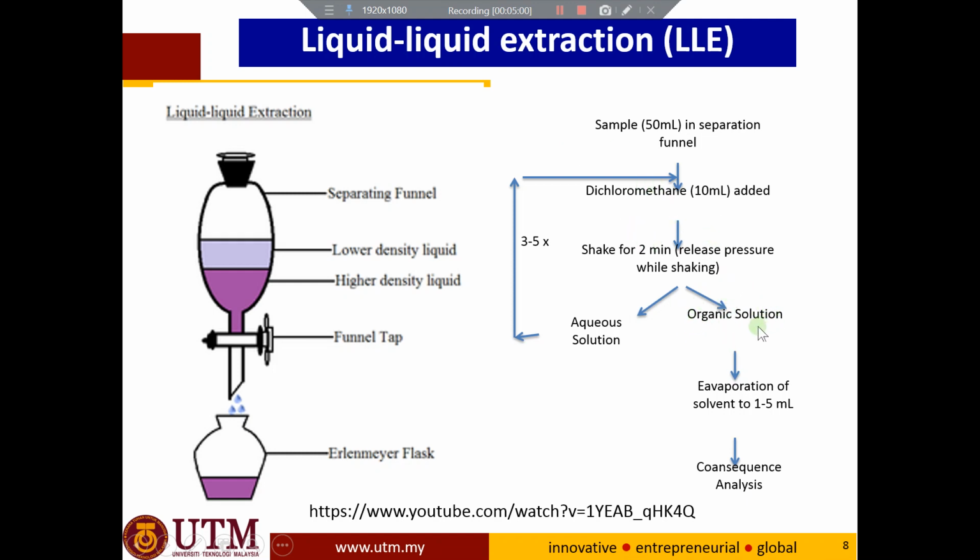This dichloromethane you pre-concentrate by evaporation. Contohnya you pre-concentrate from 30 ml, you repeat 3 to 5 times, you evaporate until 5 ml, and then you proceed to the analysis.